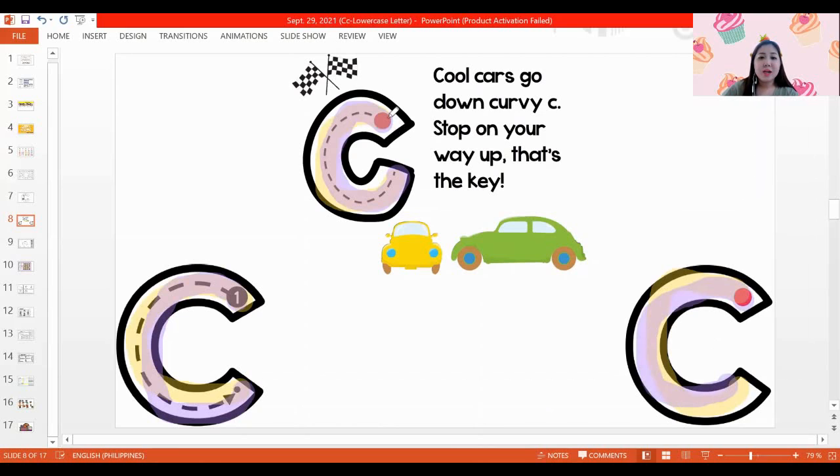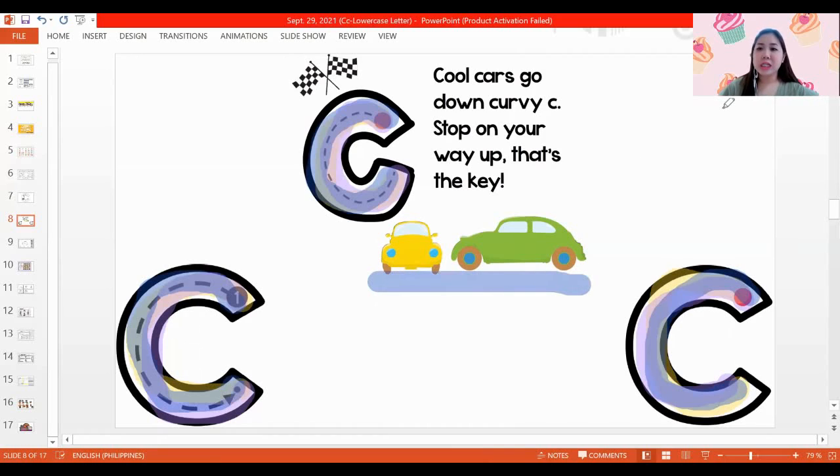Last one. Start at the top. You make a small curve. Make a small curve. Try to write the lowercase letter C by yourself. So this one, it's letter C for cars.